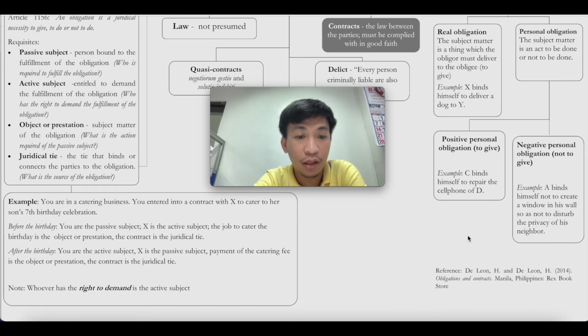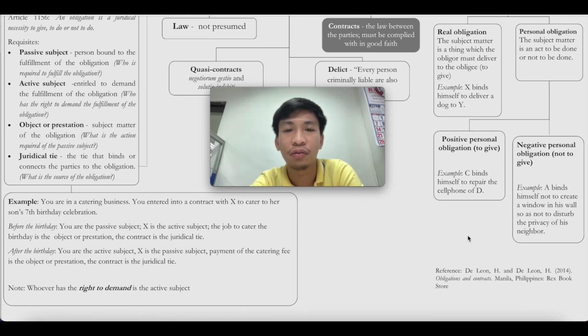So you're a caterer. You entered into a contract with X, the customer, to cater to her son's 7th birthday celebration. Now, if you dissect this, there are two obligations here. Before the party, the obligation is on you as the caterer. The caterer has the obligation to provide the services, like making the invitation, arranging the venue, inviting the guests, etc. So in this case, you are the one bound to fulfill the obligation.